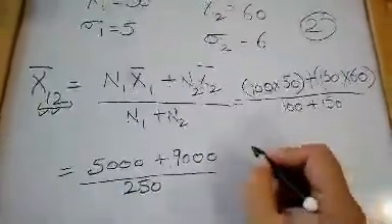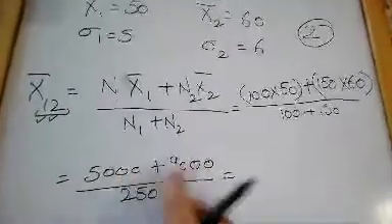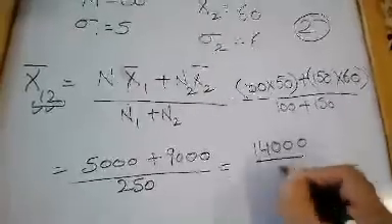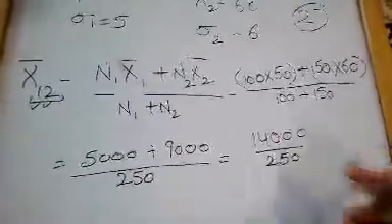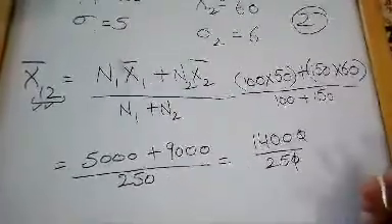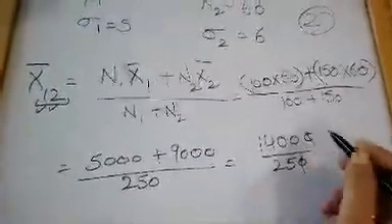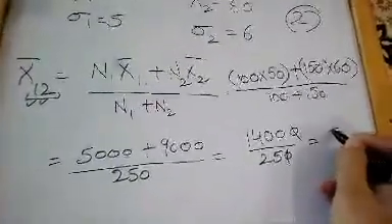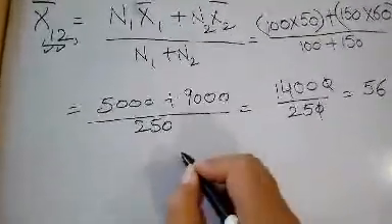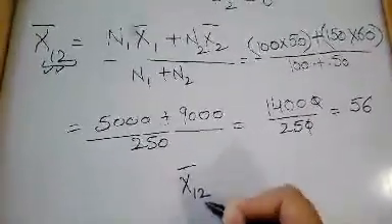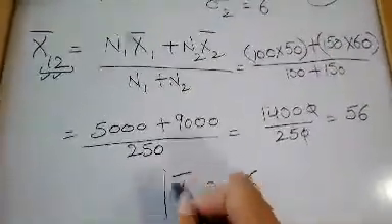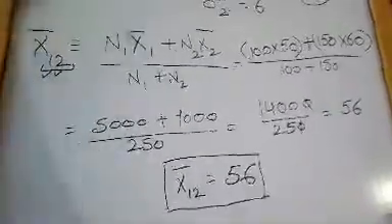Now further, if I total it up, 5000 plus 9000 is 14,000, divided by 250, and now I have to divide it. The 0s cancel, and further if I calculate and divide, I get 56 as the combined mean. So what is my combined mean? X bar 1 2, because two groups are given to me, and I have calculated it as 56. Okay.